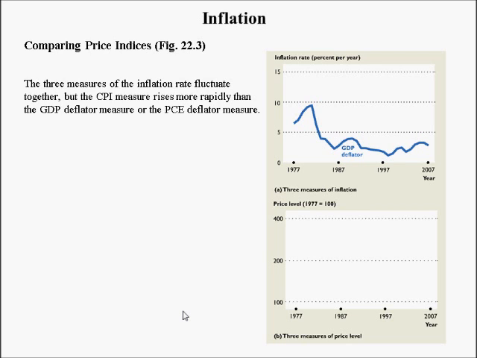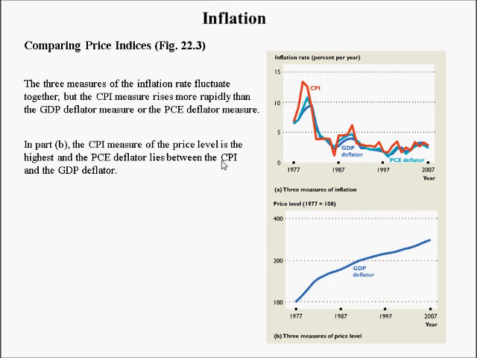The inflation rate for the GDP deflator is given by the blue curve. The inflation rate of the kind of aqua blue curve is computed from the PCE deflator. And then you have the red line, which is the inflation rate computed from using the CPI. And notice that the peaks and the valleys of inflation using the GDP deflator are less pronounced. The peaks are higher for the CPI, and the valleys are lowest for the CPI, generally speaking. So there's more variance in inflation computed using the CPI than there is in the GDP deflator and the PCE deflator, generally speaking.